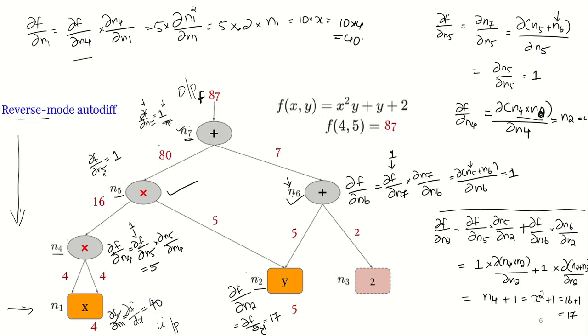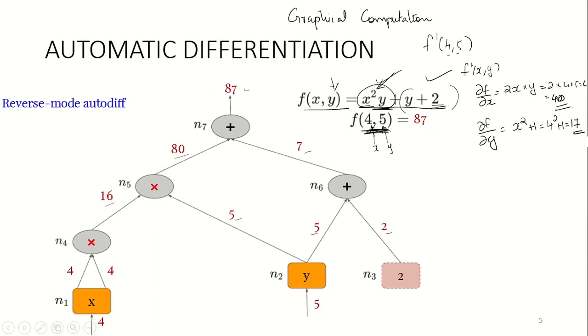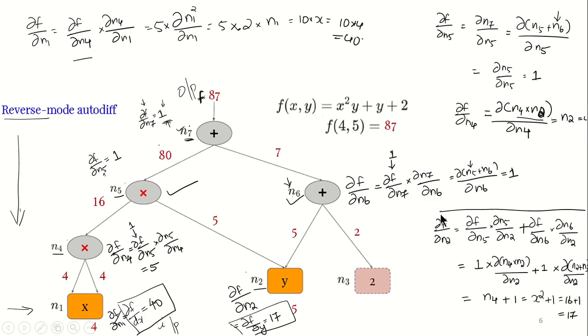Okay, so we got the final answer of this one like this: ∂f/∂x is equal to 40 and ∂f/∂y is equal to 17. That is the same answer we got manually. Okay, so in manual calculation we got the same answer, 40 and 17. Okay, so this is how we evaluate the derivative of a function in reverse mode autodiff.